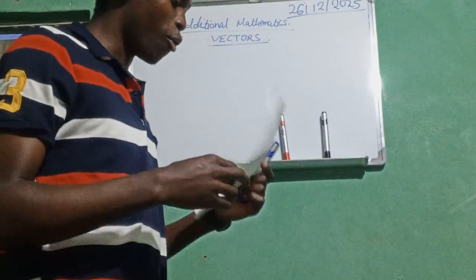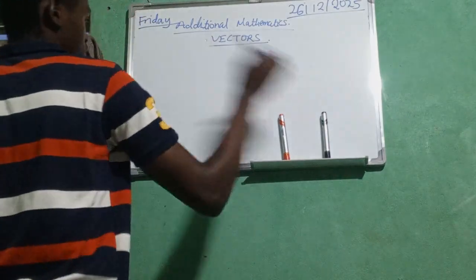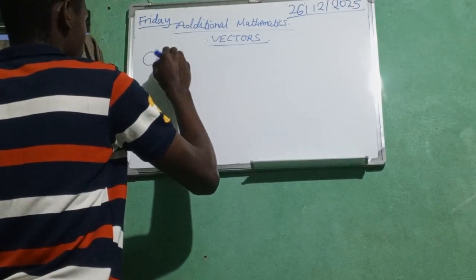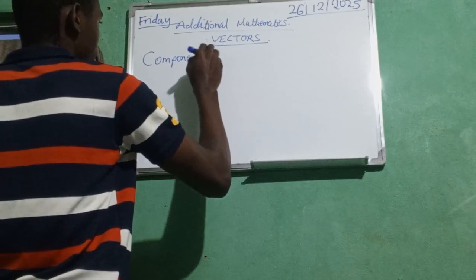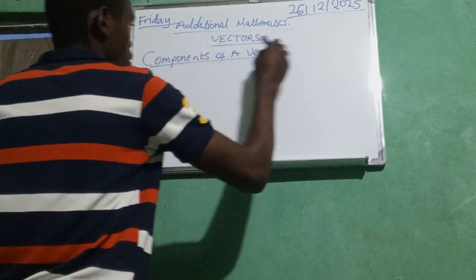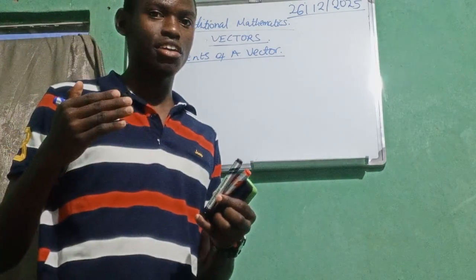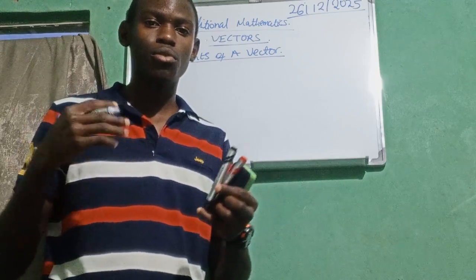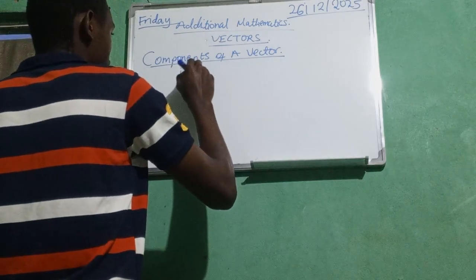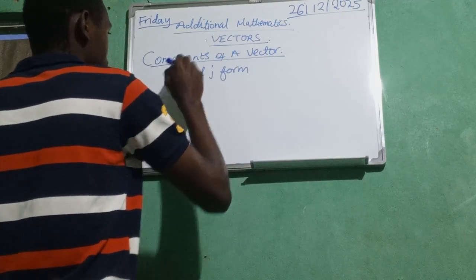Last time we looked at collinear points. Now we're going to continue to components of a vector. Components of the vector. So here we'll look at the I and J format, a way of representing vectors. So the I and J form. This is what we are going to look at.